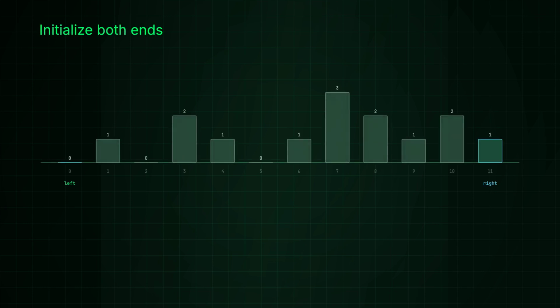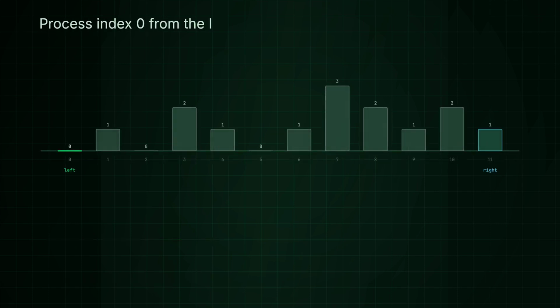Initialize left at index 0 and right at index 11. Set left max, right max, and total water to 0. A maximum means the tallest boundary seen from that side. At each step, choose the safe side, update that side's maximum, calculate water above the current bar, add it to the total, and then move the pointer.